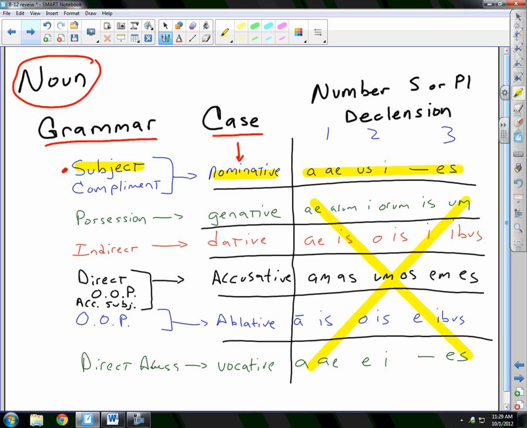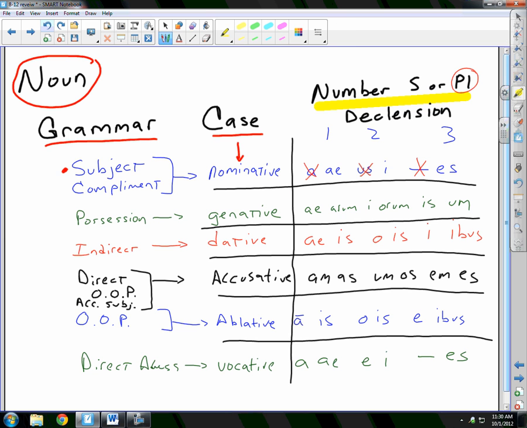Now, if I ask myself what the number is, and what the declension is, then I'm going to get the rest of those answers. Take those highlights off real quick. So if I'm looking for the number, singular or plural, I'm asking myself, is it singular or plural? Senators, that is plural. By establishing that it is plural, I can eliminate all of the singular endings that are nominative, which leaves me with 3 possibilities: AE, I, or ES.